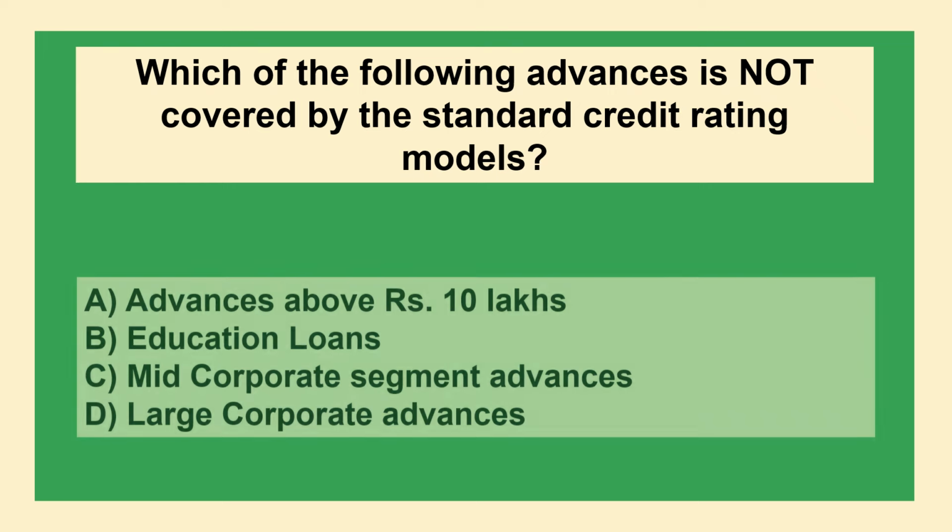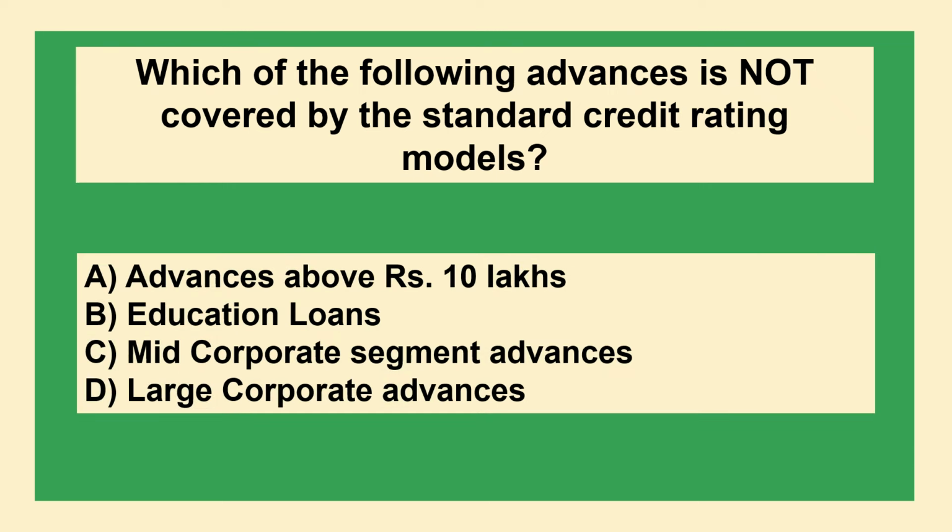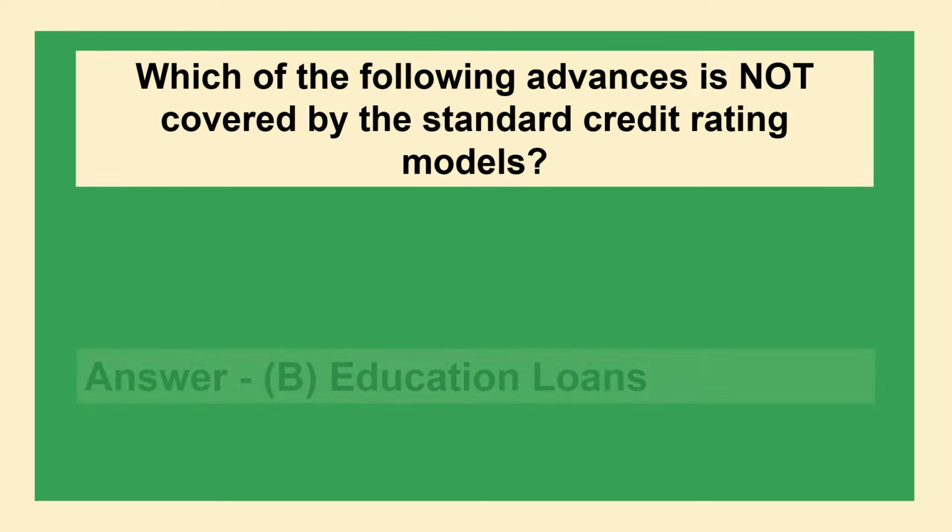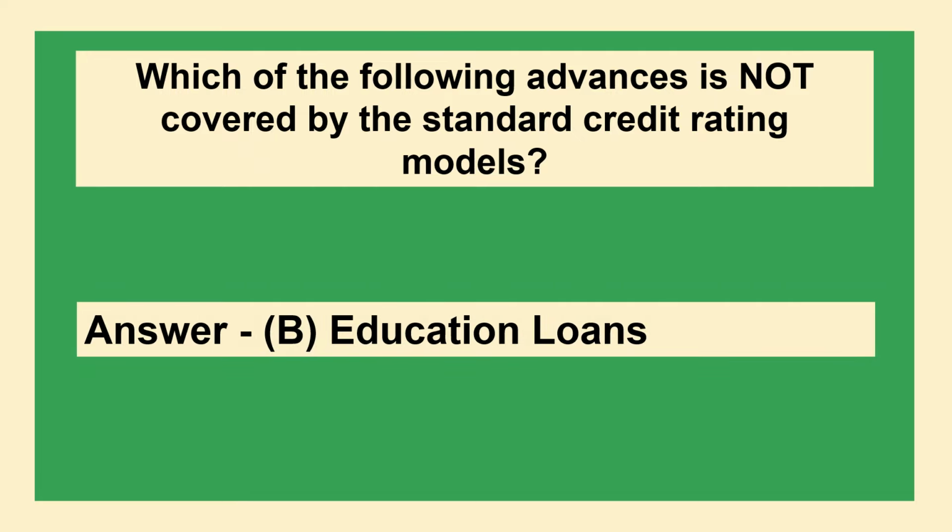The next question is, which of the following advances is not covered by the standard credit rating models? Option A, advances above rupees 10 lakhs, option B, education loans, option C, mid corporate segment advances, option D, large corporate advances. And the correct answer is option B, education loans.